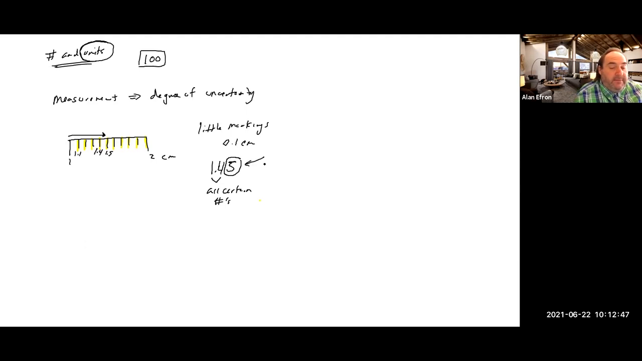And this is what is sometimes referred to as the first uncertain number. Whenever you take a measurement, you should always record all the certain numbers and that first uncertain number, and the units. And when you do that, that is really what significant figures are.